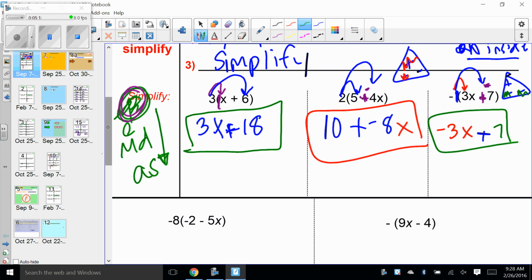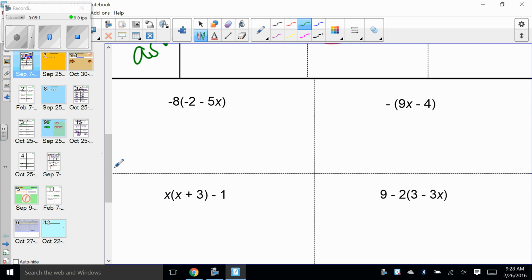Now we're going to jazz it up a little bit. We're going to add some combined like terms in here and see what happens. This next problem here, I want to kill parentheses because that's the first thing we do in the order of operations. I'm going to stop, chop, chop here, and I'm going to use the distributive property to kill the parentheses. So I'm going to take the negative 8 and multiply it to negative 2. That's a triangle problem. We have negative 8 times negative 2 becomes positive 16.